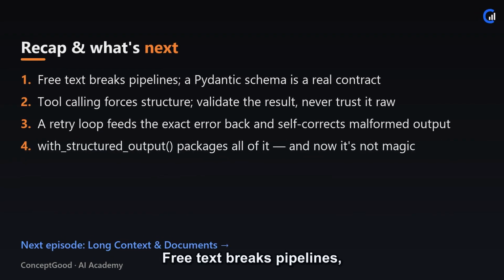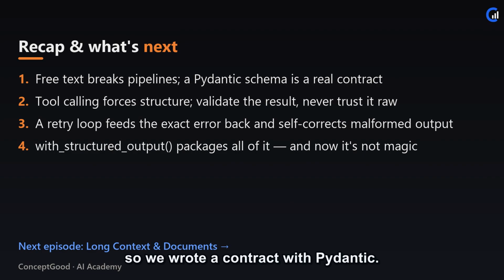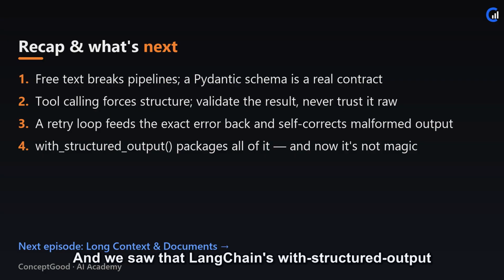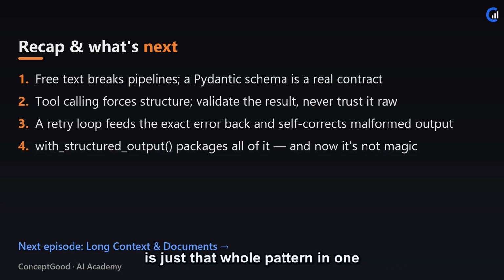Free text breaks pipelines, so we wrote a contract with Pydantic. We got reliable structure not by begging for JSON but by forcing a tool call, and we validated the result rather than trusting it. When the model slipped, our retry loop fed the precise error back and let it correct itself. And we saw that LangChain's with_structured_output is just that whole pattern in one line.